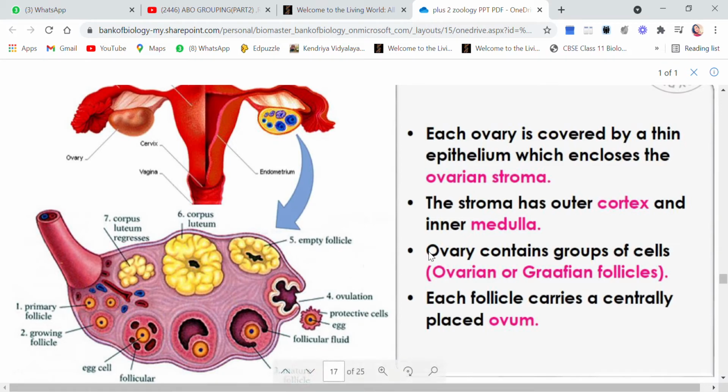The ovary contains groups of cells, the ovarian or Graafian follicles. You can see so many cells are present. These are ovarian cells, also known as Graafian follicles. Each follicle carries a centrally placed ovum. Every follicle has an ovum inside it.